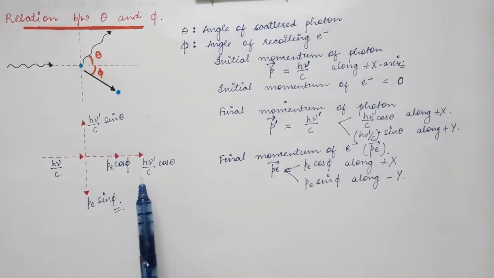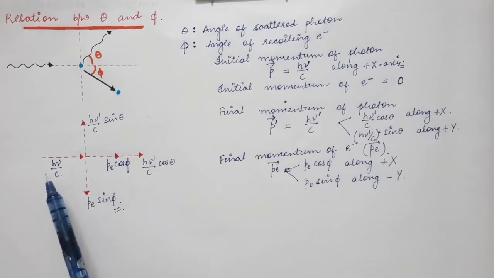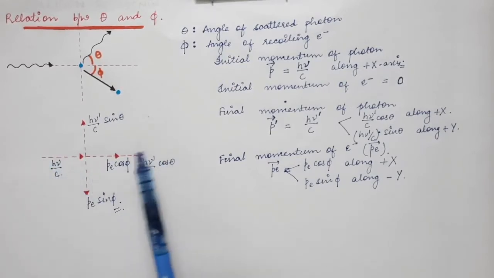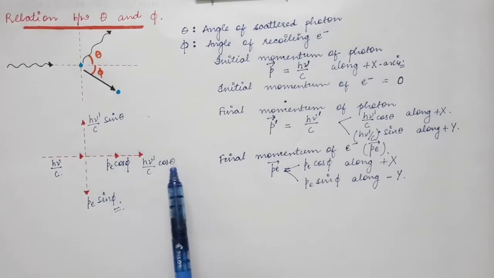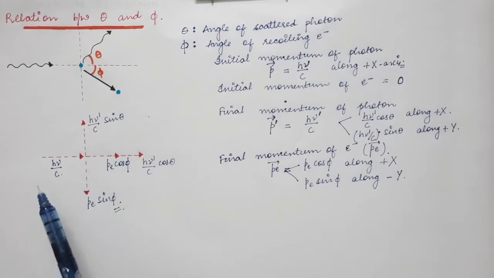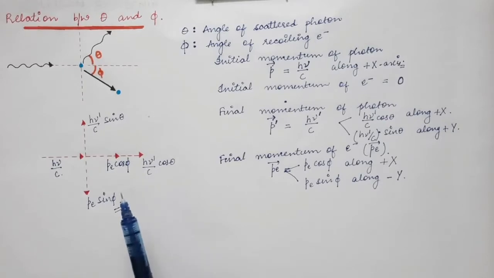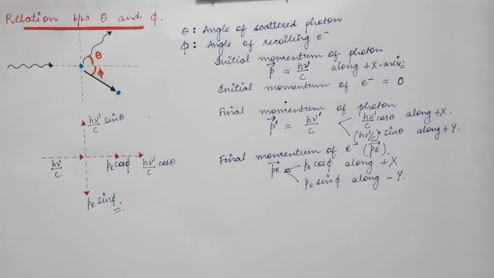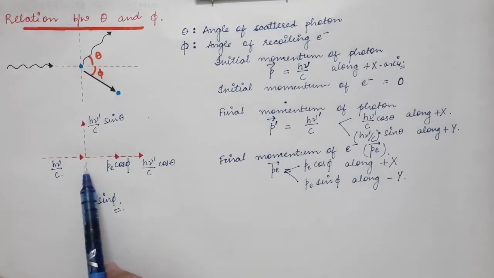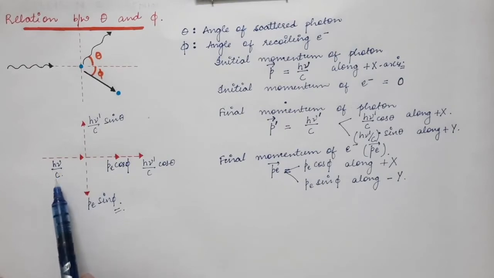That is what the law of conservation of momentum states. But here we are going to use the concept that the initial horizontal component must be equal to the final horizontal component of the momentum, and initial vertical component must be equal to the final vertical component of the momentum. So that is the same thing which is stated by the law of conservation of momentum. Now firstly we are going to equate the horizontal component. So initial horizontal component is h nu by c.